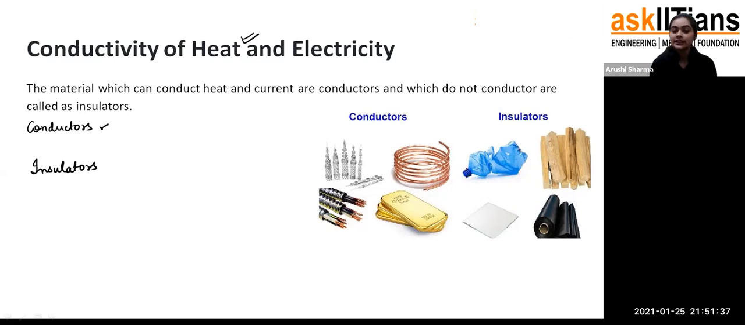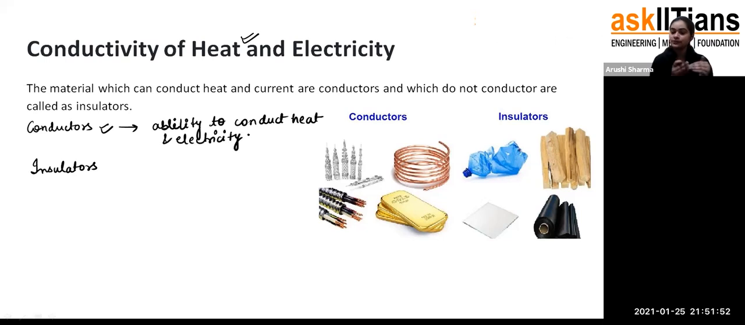Students, conductors are those types of material which have the ability to conduct heat and electricity. That means current can pass through them easily, and that's how we get electricity and heat in our houses. For example, copper wire, which we use in our houses, is a conductor of electricity: current flows through it and we get electricity. They also conduct heat. Gold is another example.